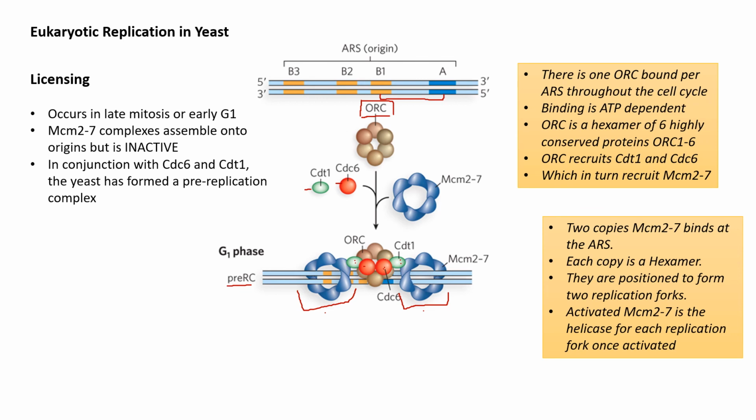This licensing event happens in early G1 or in late mitosis, and therefore the licensed ORC is marked for most of the cell cycle. It's sitting there, it's inactive, replication is not occurring, but it's tagged as a place where, once the proper time comes, the cell knows where to initiate active replication forks, which are marked here by the MCM2-7.